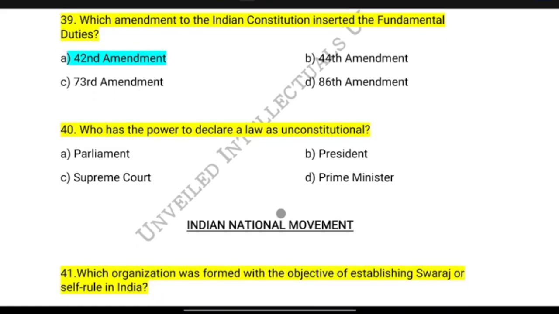40. Who has the power to declare a law as unconstitutional? Answer. Option C. Supreme Court. Explanation. The Supreme Court of India has the power to declare any law passed by the Parliament or state legislatures as unconstitutional if it violates any provision of the Constitution. Now fifth section is Indian National Movement.